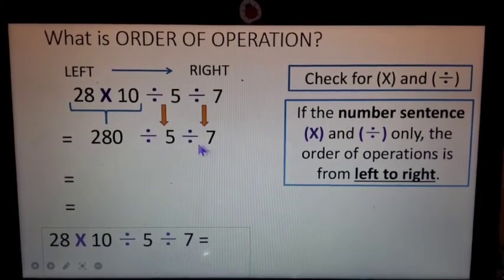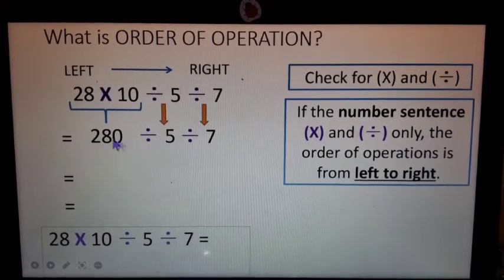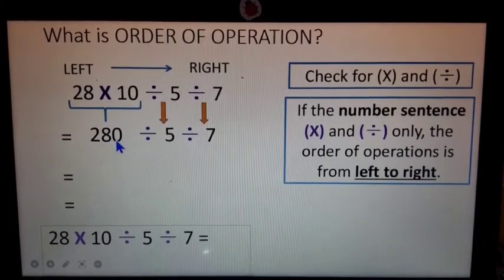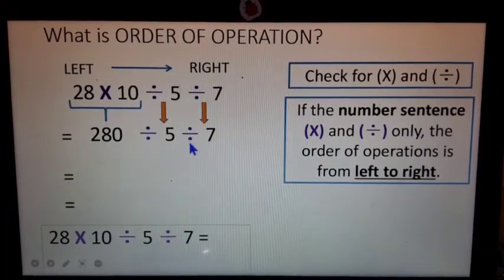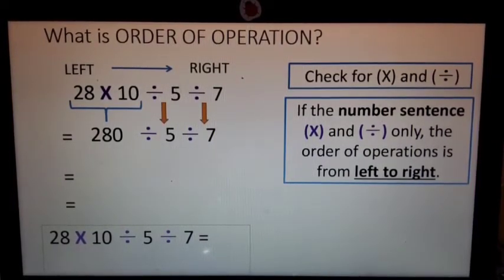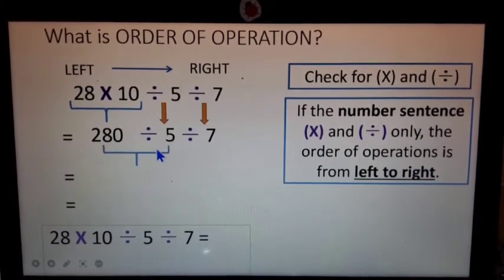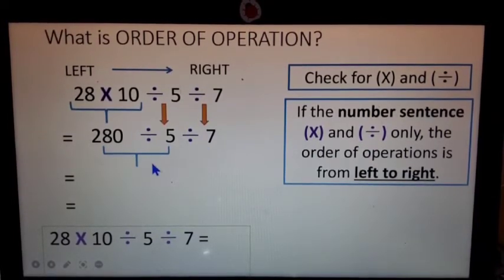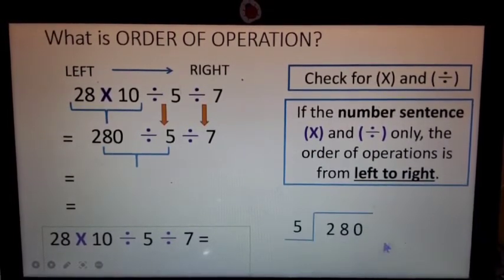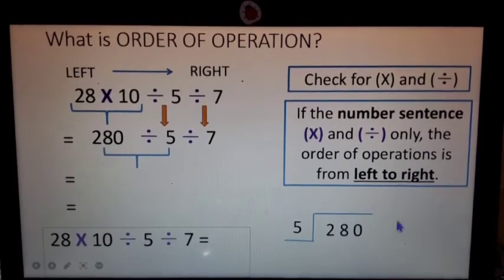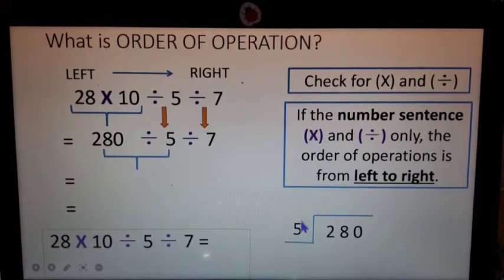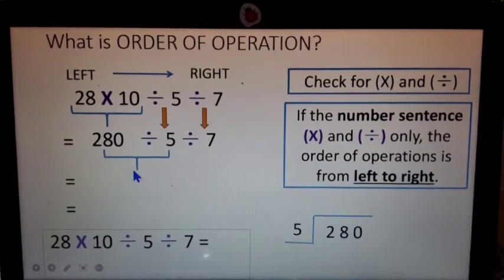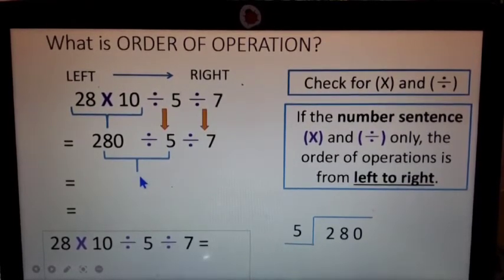I rearrange it again. Teacher rearranges it again. So 280, next. Is it divide by 7? No. You should divide by the next operation, which is divide by 5. Not divide by 7 straight away. Okay. So divide by 5. And you can show your working like this. Still remember this house of division? The division house? Yes. Okay. Of course you remember. I taught you last year, right?